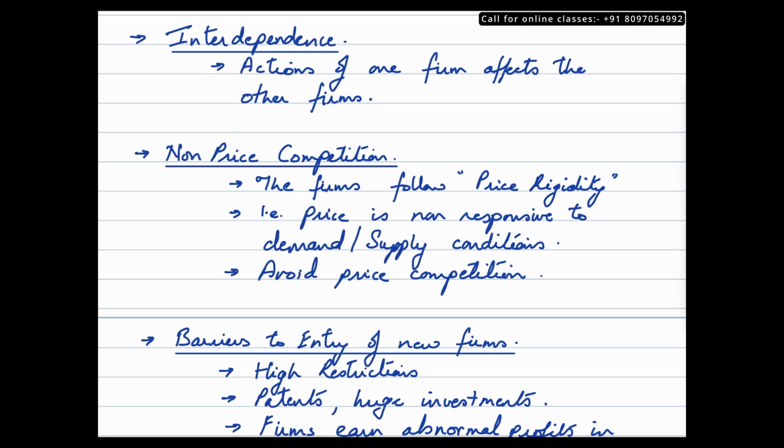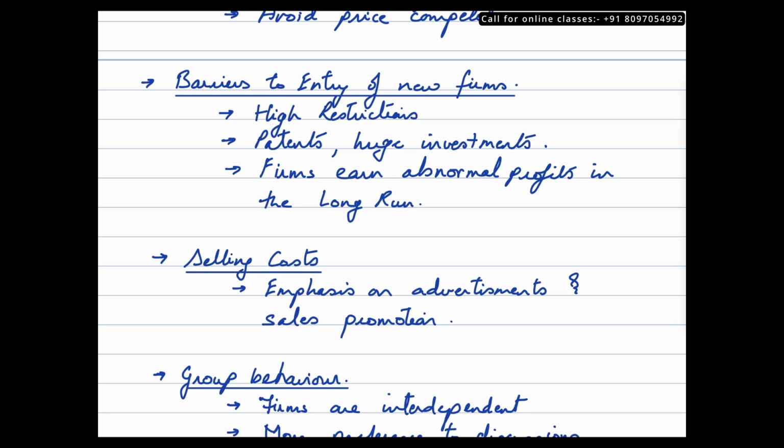Why? Because if a given firm is trying to reduce the price, the other firms would imitate the behavior. If they are increasing the price, they would lose the hold on their market. Hence, they avoid any kind of price competition. When it comes to barriers to entry of new firms, there are very high restrictions, and these could be in the form of patents or very huge investments that are needed to set up a firm under oligopoly market structure. And since there are barriers to entry, firms would earn abnormal profits in the long run as well.